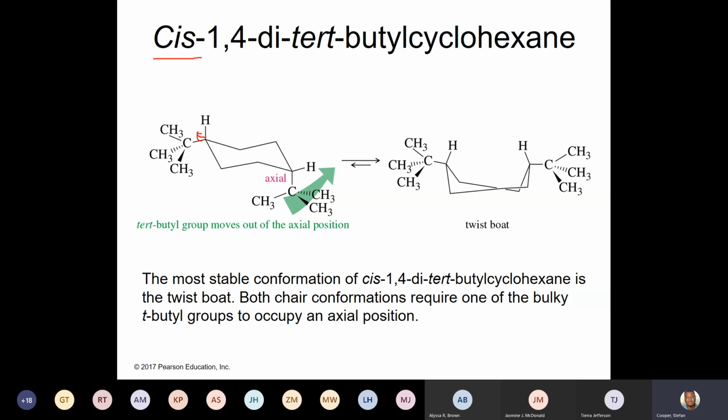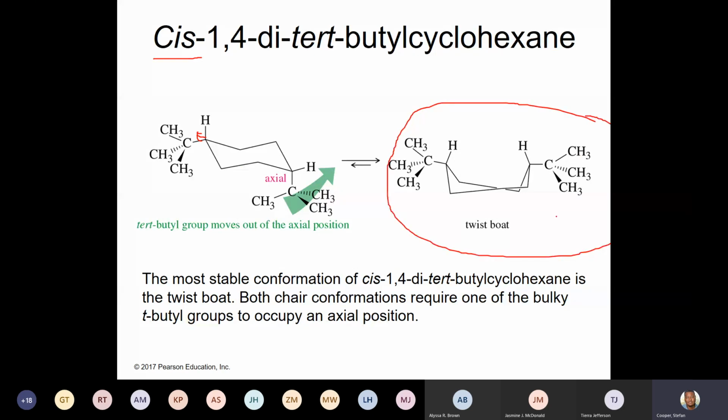In this case here, we mentioned that having any one of these positions or tert-butyl groups axial is not preferred, right? This is the worst 1,3 diaxial interaction you can generate. So this one is cool, it's equatorial, but this one's axial, right? So what ends up happening for cis 1,4-di-tert-butyl cyclohexane, instead of having a chair conformation, it actually adopts this thing here, which is a twist boat.